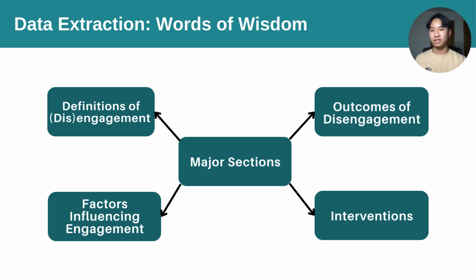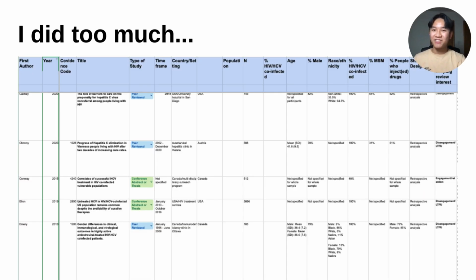And this varies between questions. I focus on definitions, factors, and outcomes of disengagement in care, as well as any interventions that existed. But if I'm being honest, data extraction was where I struggled the most. I extracted way more data than I needed from some of the papers, and much of it never got used, wasting a lot of my time.